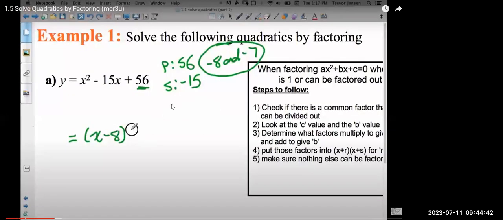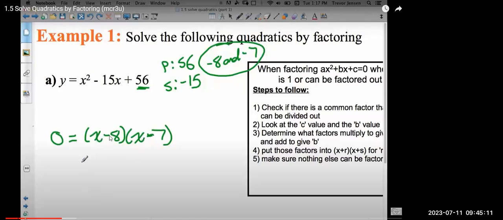Okay, so now you got the two numbers would be -8, -7. Then you're just going to rewrite it in factored form, so y is equal to that. Set it equal to 0; we're setting the y coordinate to 0 because we're solving for the x-intercepts. So if we're solving for the x-intercepts, we set y equal to 0, so therefore x can be 8 and x could be 7.